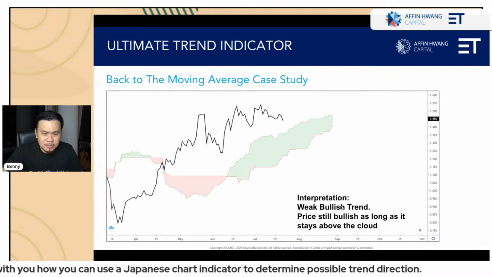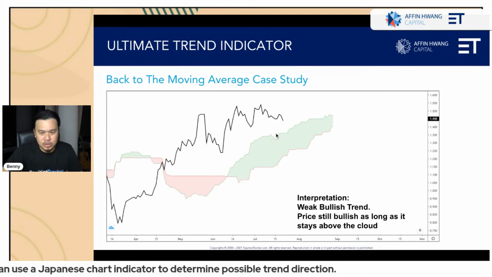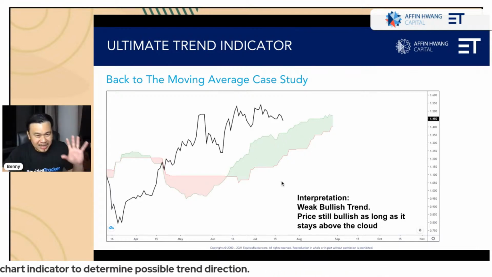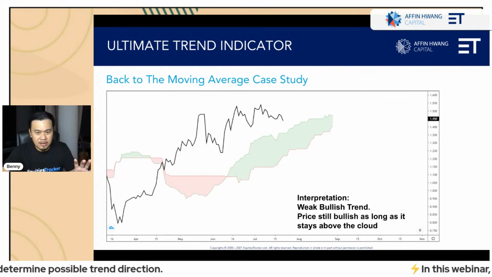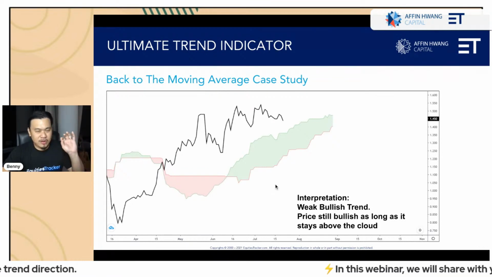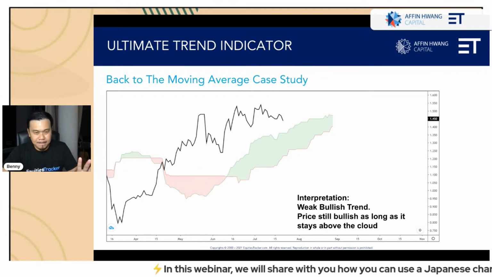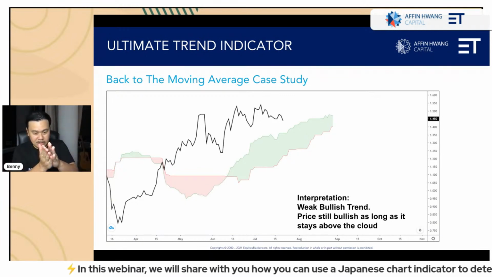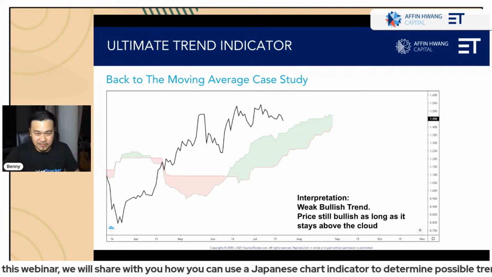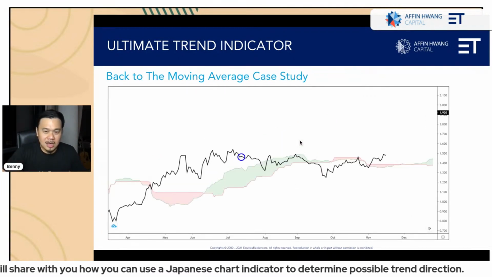Okay, so the interpretation is basically a weak bullish trend, but the price is still bullish as long as it stays above the cloud. But I'm just not expecting the trend to be strongly upwards yet. Okay, if the cloud is expanding, that's fine. Okay, so here's what happens.